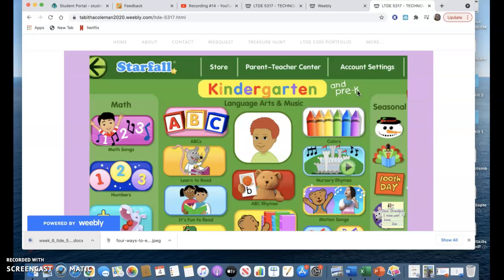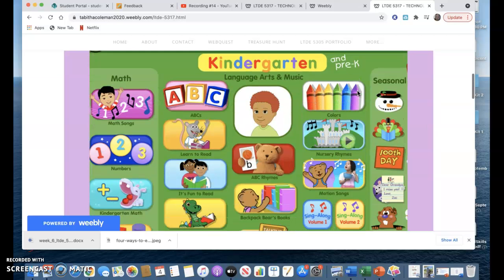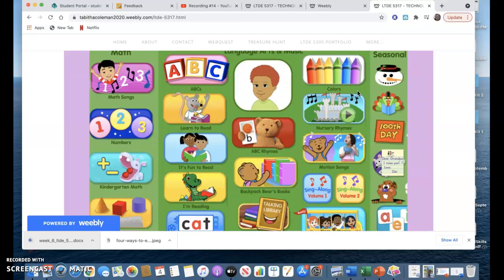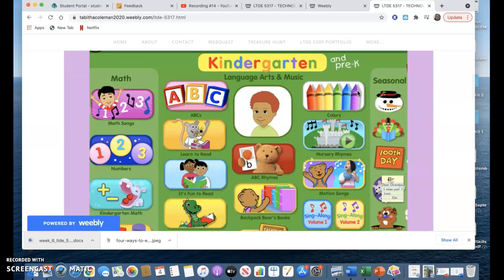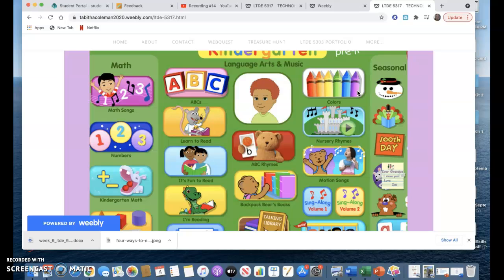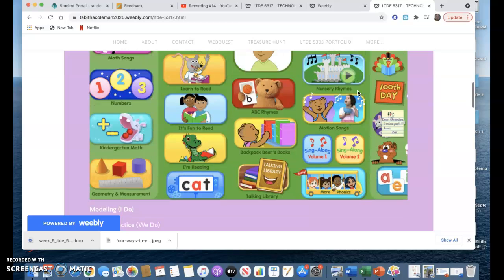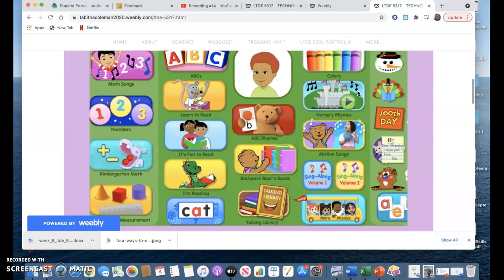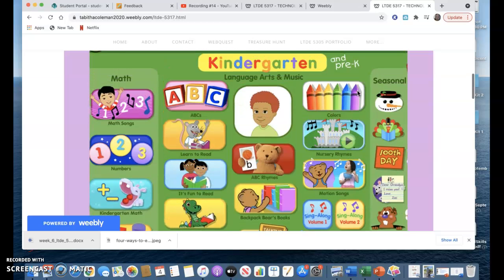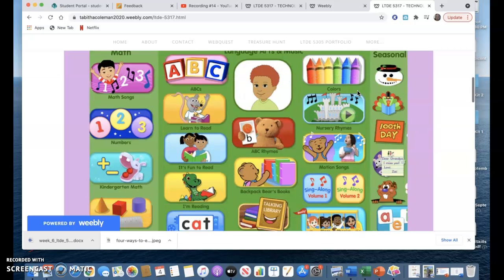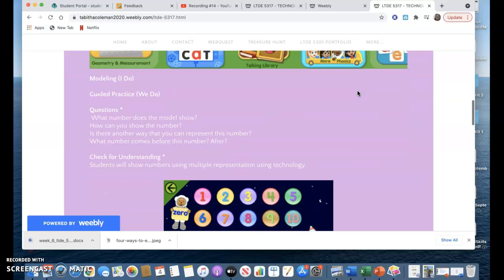And this is the app that we use from our district. It was pushed through our district, so it is Starfall. I mainly use it for math, but when the students have free choice, they go on here and listen to books, and they have nursery rhymes that the kids will sing in class. It's a really, really good app, and it's also free if you don't have it through your district. So I would take some time to go look at it.